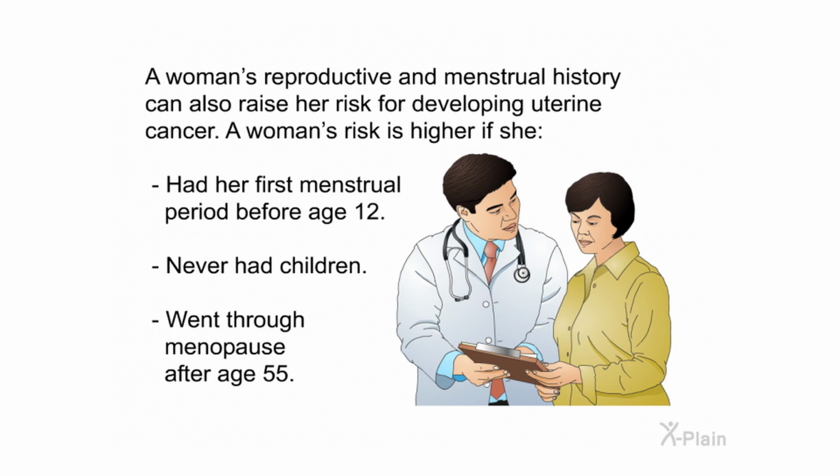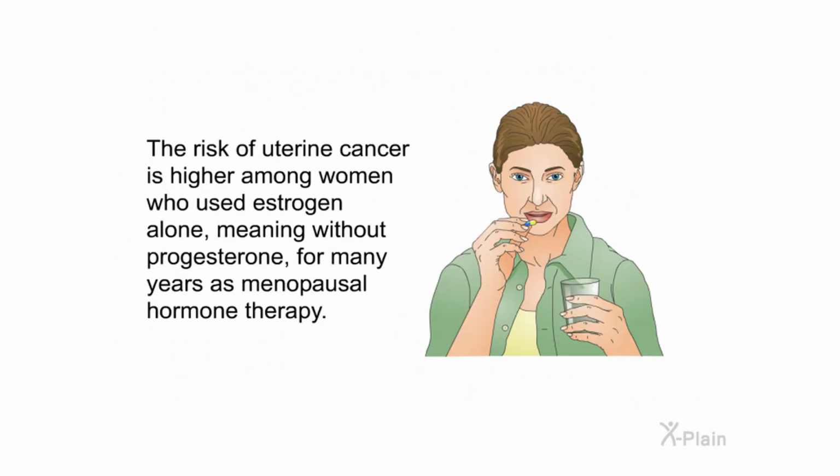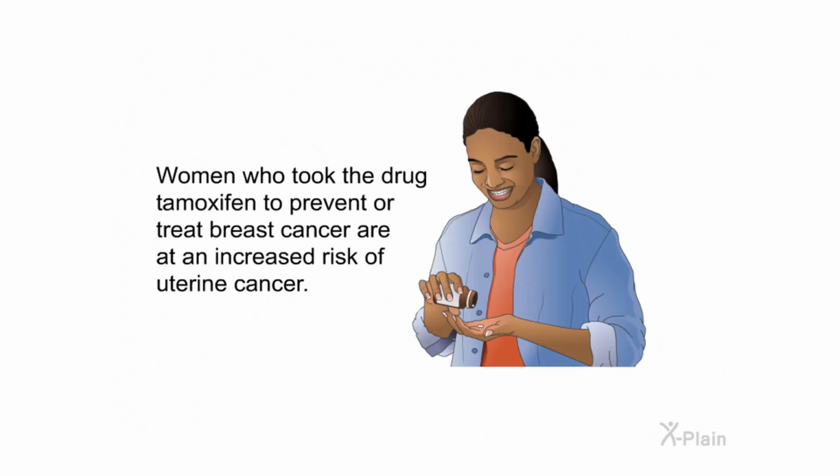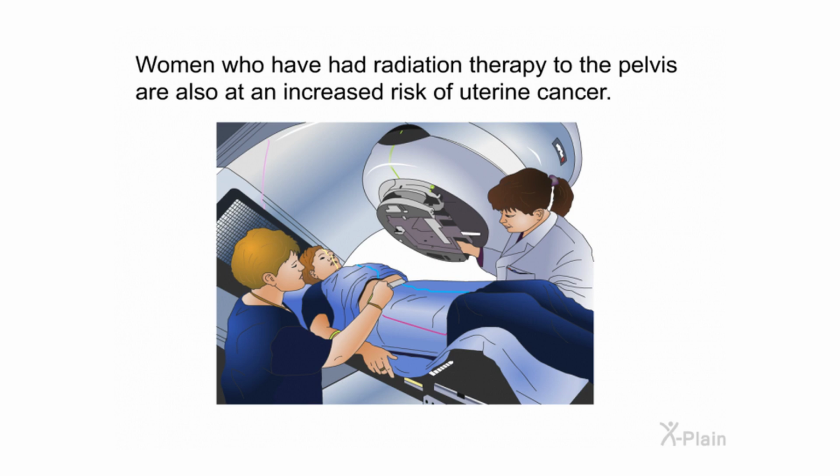A woman's risk is higher if she had her first menstrual period before age 12, never had children, went through menopause after age 55. The risk of uterine cancer is higher among women who used estrogen alone, meaning without progesterone, for many years as menopausal hormone therapy. Women who took the drug tamoxifen to prevent or treat breast cancer are at an increased risk of uterine cancer. Women who have had radiation therapy to the pelvis are also at an increased risk of uterine cancer.